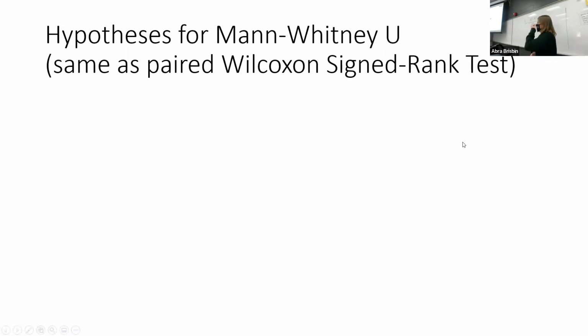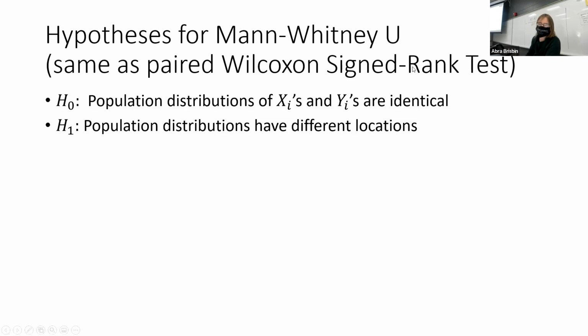All right. So the hypotheses for a Mann-Whitney U test are going to be the same as the hypotheses we had for a paired test using a Wilcoxon signed rank. Can someone remind us what those were? The population distributions of X and X are identical. Yeah, that's our null hypothesis. And the alternative hypothesis is that the distributions have different locations or centers.